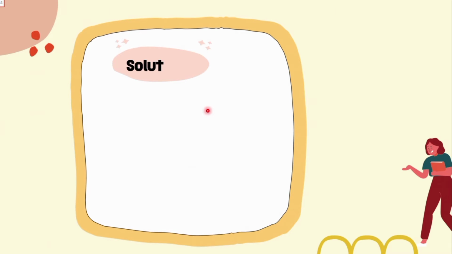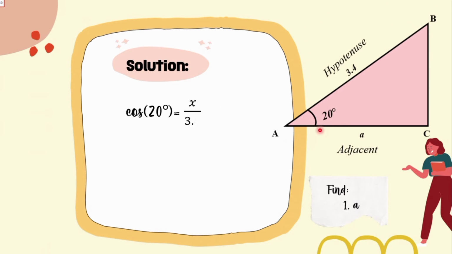So for our solution, as you can see here, since this is the unknown in the problem, we have a given angle and then we have a hypotenuse. And also, since this unknown side is the adjacent, the appropriate trigonometric ratio that we are going to use is cosine. So for our cosine, cosine is equal to adjacent over hypotenuse.